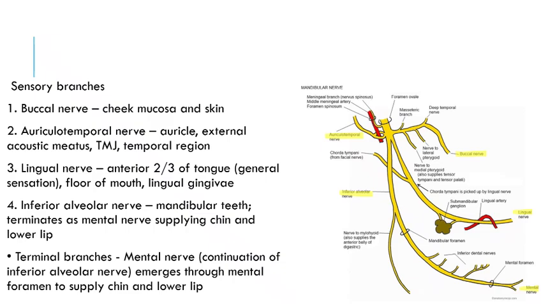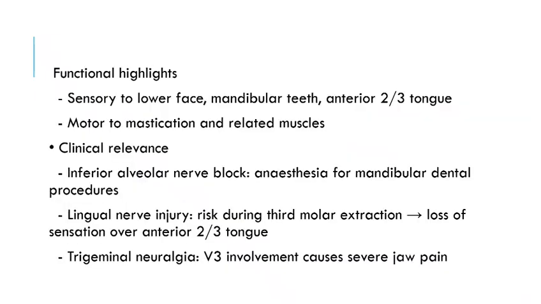Now the functional highlights are that it is sensory to the lower face, mandibular teeth, and anterior two-thirds of the tongue, and motor to mastication and related muscles. Now the clinical relevance: inferior alveolar nerve block, which gives anesthesia for mandibular dental procedures. Lingual nerve injury is a risk during third molar extraction and causes loss of sensation over the anterior two-thirds of the tongue. And trigeminal neuralgia, where V3 involvement causes severe jaw pain.